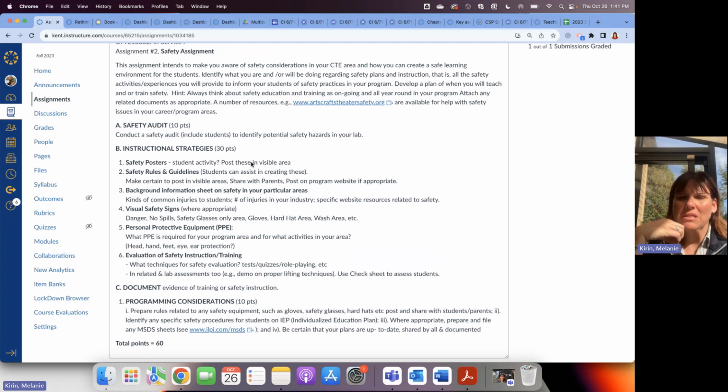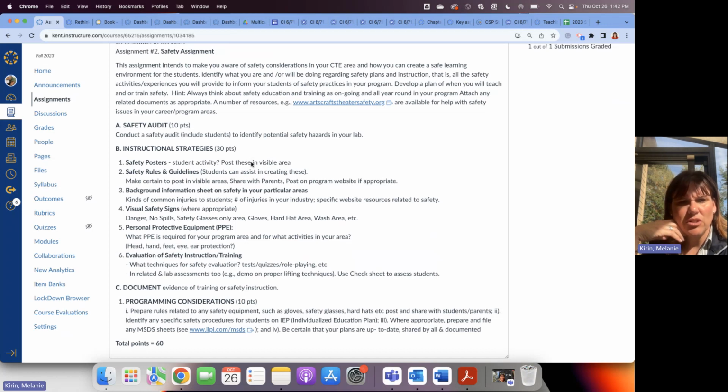But even within business, if you're teaching a business environment kind of class, you still have safety considerations, right? So you need to really take some time and think about what those safety considerations are and could potentially be, even if it's tripping hazard safety or ergonomics, things of that nature. So think about your program and your classroom.